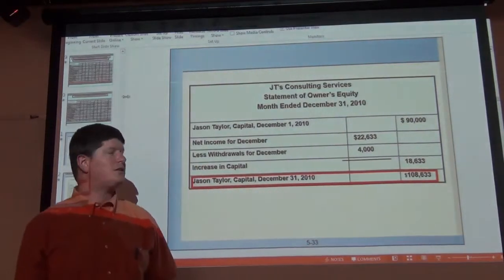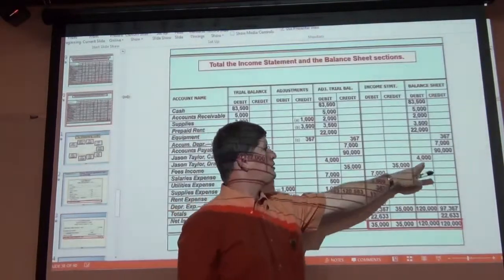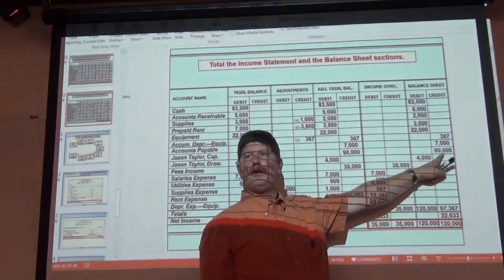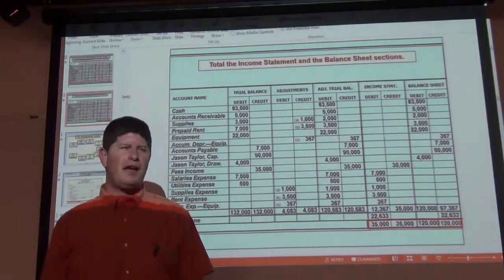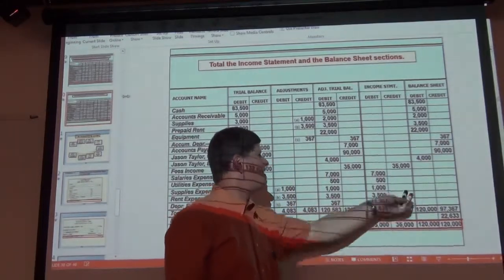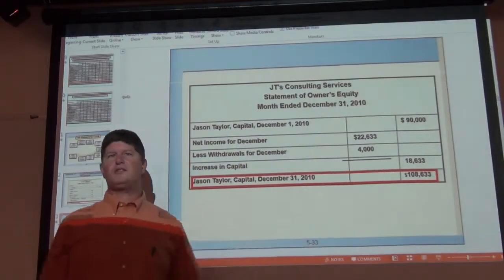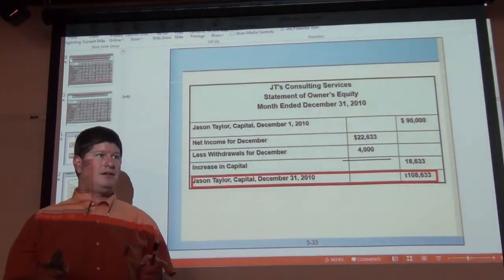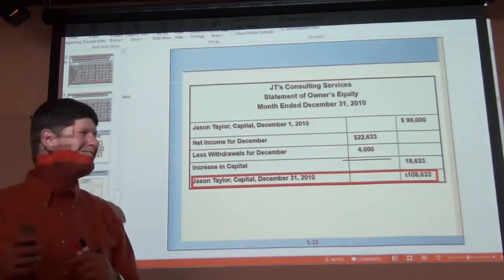It's 108,633. Good? Does it match the balance in owner's capital here on our worksheet? No. Are we okay with that? Yes. This was our beginning capital. When we're done and we move these balances up here, it will be 108,633, but that's next week. And that's my bait to get you to tune in next week. Okay?